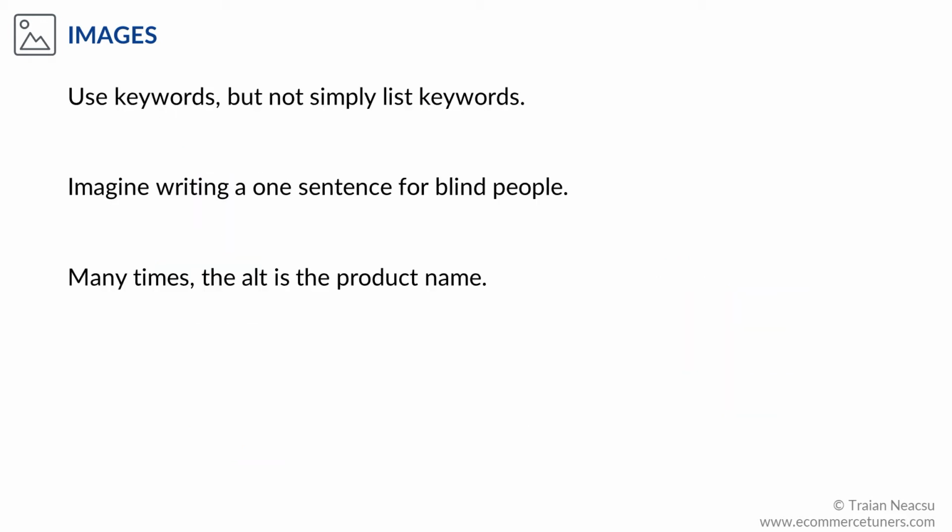The alt attributes should include keywords, but those should not be simply a list of keywords. When writing the alternative text for your product images, think of how you would describe the product image to a blind person in a very succinct and relevant way in fewer than 150 characters. That sentence will be your alt attribute. Most of the time, the alt text of a product thumbnail image is the exact product name. In the case of thumbnails for a category listing page, the alt text is the category name.